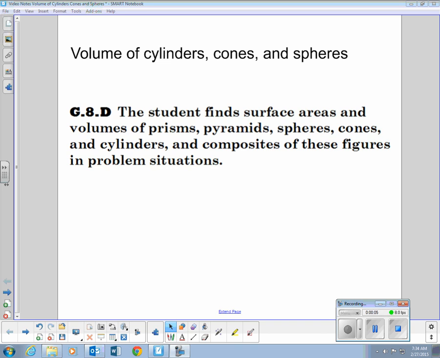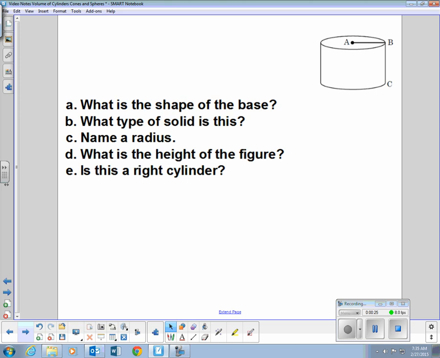Today we're going to talk about the volume of cylinders, cones, and spheres. So we are dealing with volumes of cylinders, cones, and spheres today, and any kind of composite shapes involving those figures also. So we're going to bring in this composite part some more today. Just a little bit of vocabulary here.